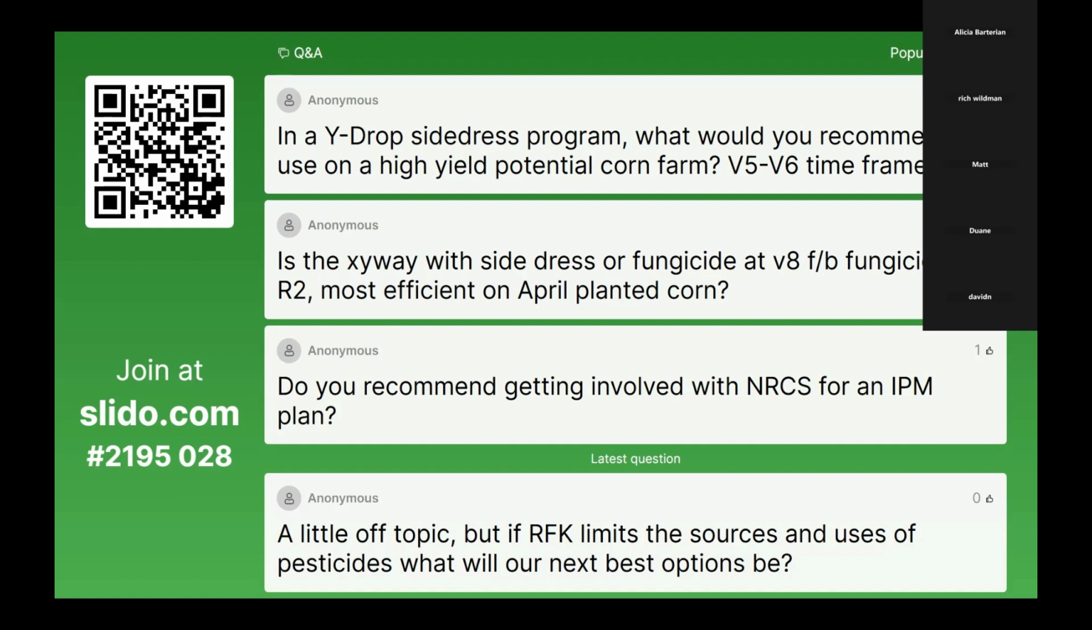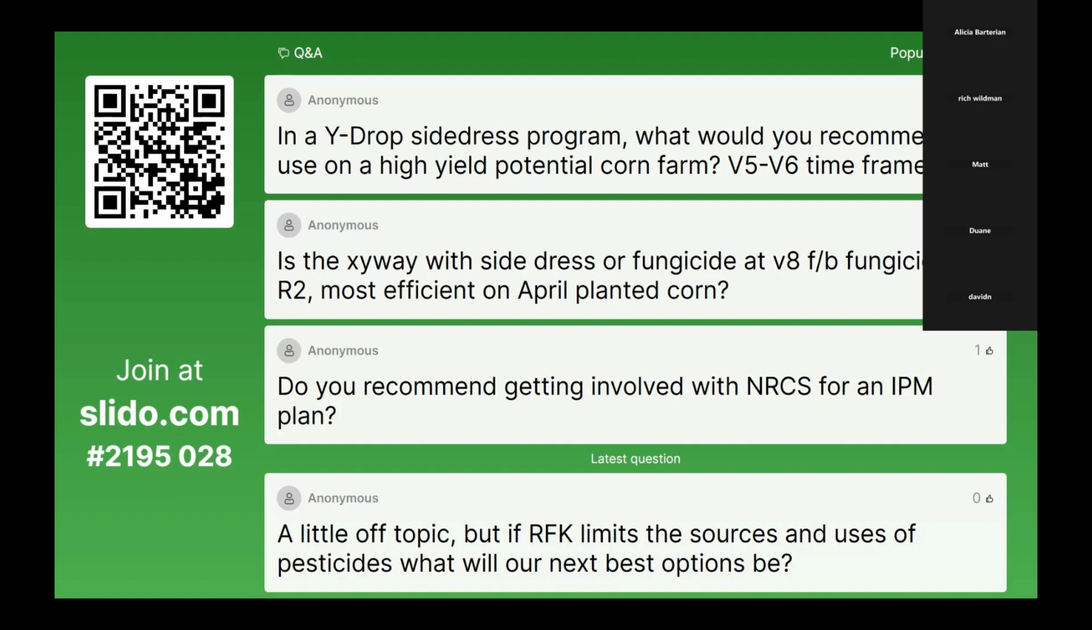If I was planting corn in April, I would probably think that what I've seen is the Dyway application with the starter is pretty effective. Not in furrow, but a 2x2 placement. And so forth.